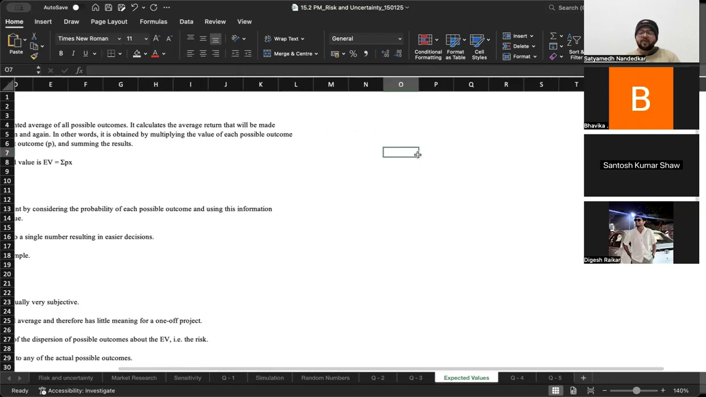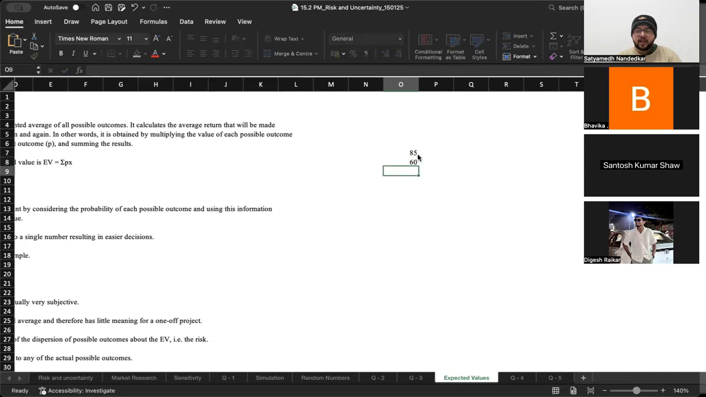ठीक है. Now if somebody asks me, Satyamed, how much do you think you will score in the exam? I tell them that, guys, if the paper is easy, I will get 85. If the paper is tough, I will get 60. If the paper is medium, I will get 75. If it is easy, I will get 85. If it is medium, I will get 75.